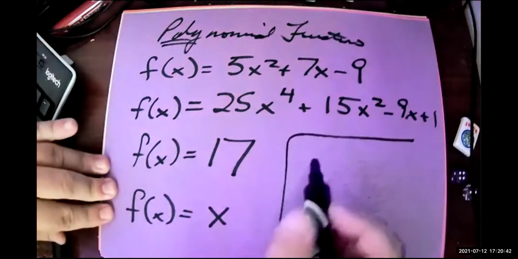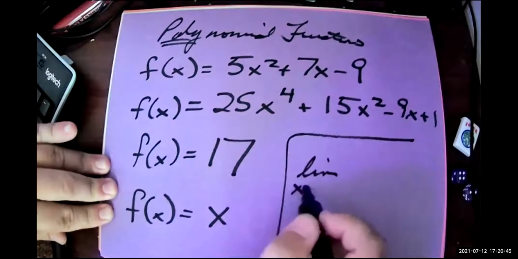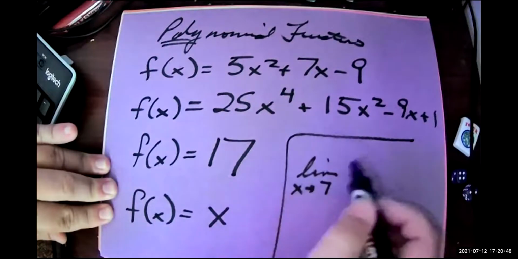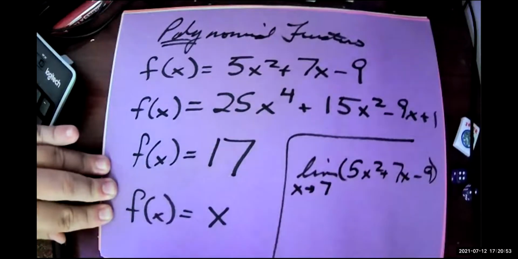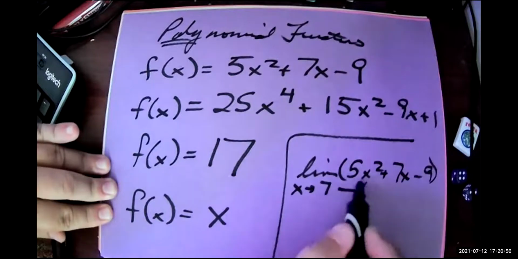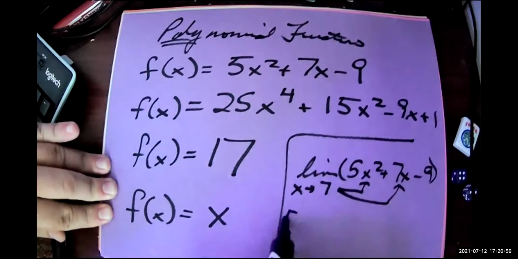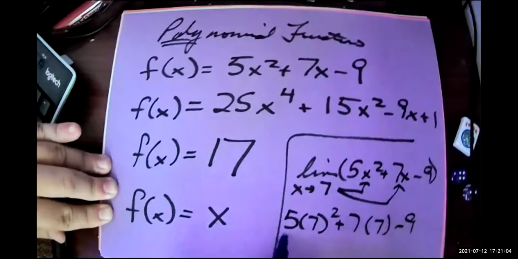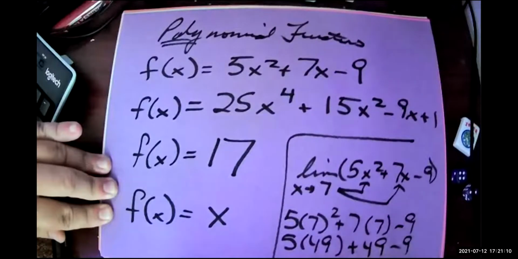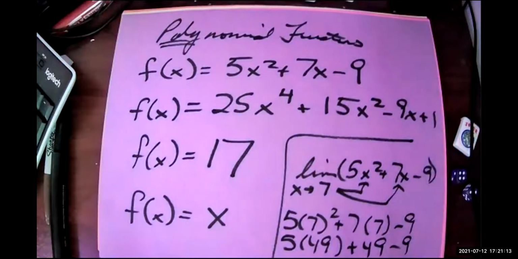If you are asked to figure out the limit as x approaches any number of any polynomial function, the answer is really very simple. All you have to do is just plug the 7 right in as if you're evaluating a function. It would be 5 times 7 squared plus 7 times 7 minus 9, 5 times 49 plus 49 minus 9, which is going to be, oh, I got myself into an ugly problem there. Let me just get that answer quick. 5 times 49, 245 plus 40 is 285.